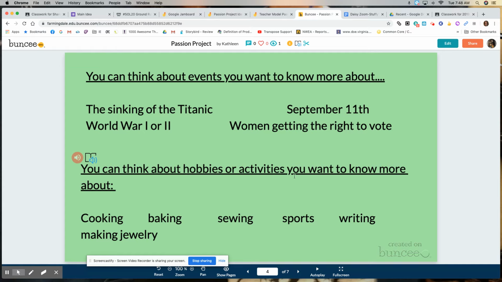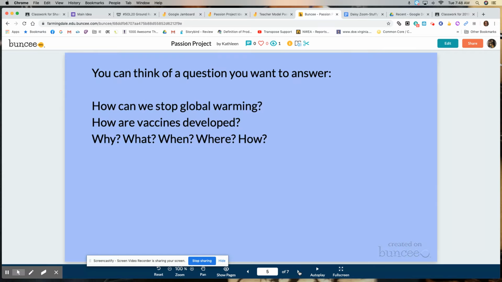You could also think about hobbies or activities that you are interested in and want to know more about. Anything from cooking or baking to sewing, sports, writing, making jewelry, so many more things that you can think about. You can think about a question that you want to answer, like how can we stop global warming? How are vaccines developed? Anything that you could think of with a why, what, when, where, or how.